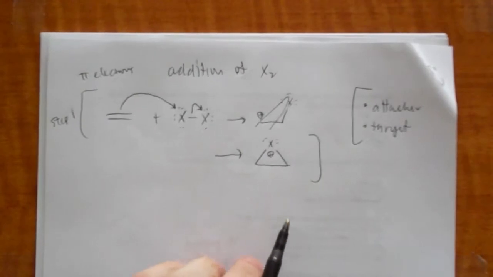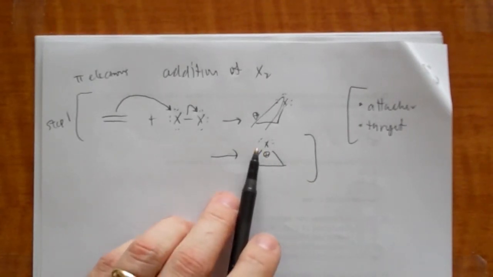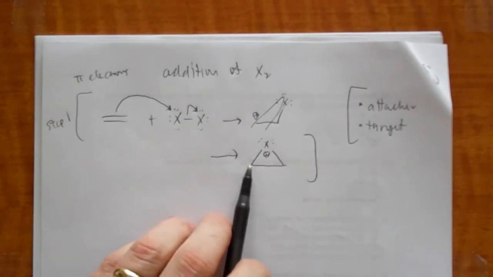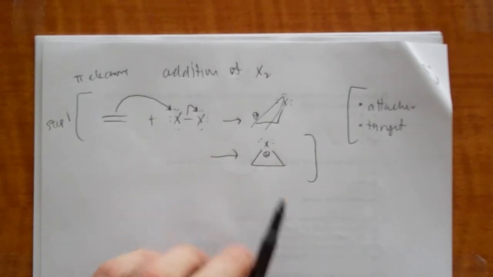There's a couple reasons we don't like that. Number one, you're not used to seeing a halide with a plus on it. Number two, you're not used to seeing a halide with two bonds to it. Number three, we're not used to seeing a three-membered ring. Nevertheless, that is the intermediate.